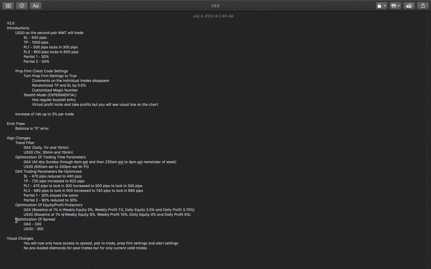We've also optimized the spread. Now, we couldn't change it because there's only one area for spread. So if you're running DAX, you need to have spread at 200. If you're running US 30, you need to have spread at 350. Visual changes: you will now only have access to spread, pair to trade, prop firm settings, and alert settings. I'll show you that here in a second. And of course, no preloaded diamonds for past trades. But if you get a valid trade, you'll see diamonds. And as long as you run the EA, you'll continue to see more diamonds as they pop up. But you will not be able to go back and see old diamonds.